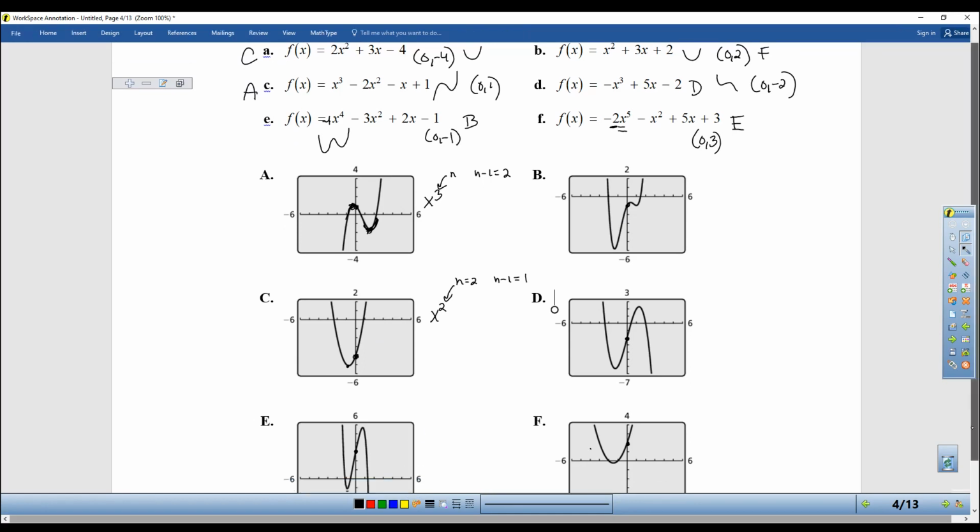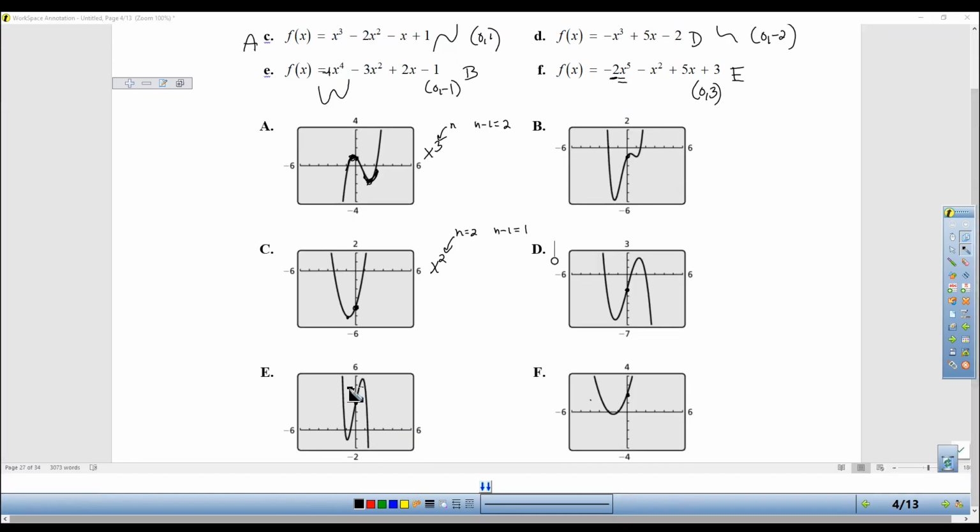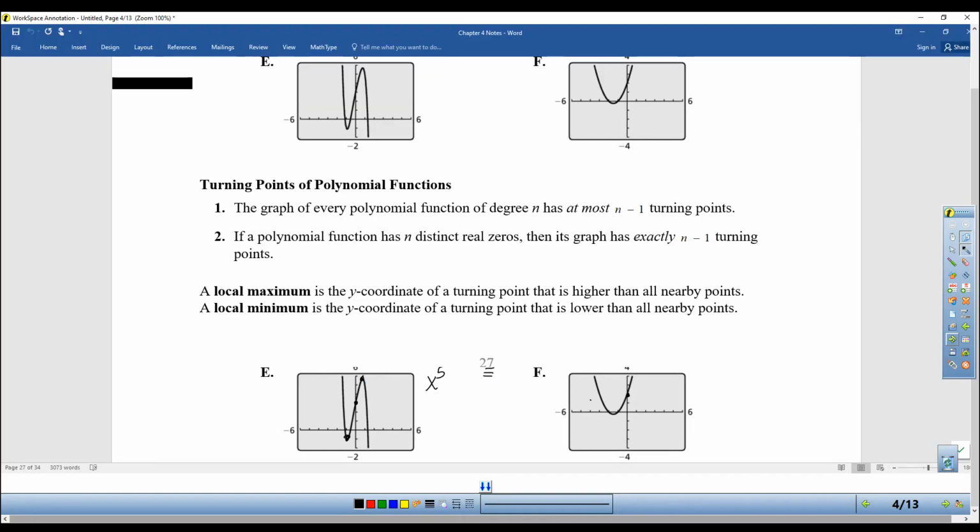On this next one, we decided that E was to the 5th power, and therefore, n is 5. It has at most 4 turning points. And of course, it doesn't. We only see 2. So remember, that's not always how many turning points it has, but the most number of turning points.